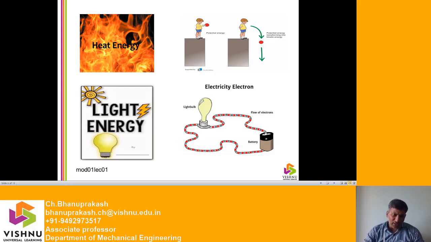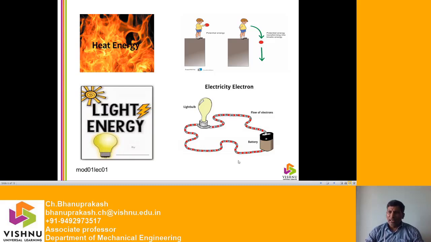Now the next one is the light energy. So what is light energy? Light energy is a kind of kinetic energy with the ability to make types of light visible to human eyes. So what are the examples? Like lasers, bulbs and the sun.